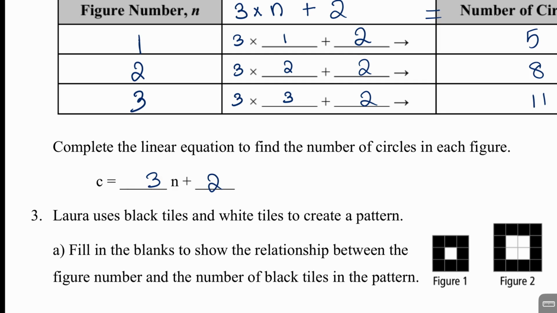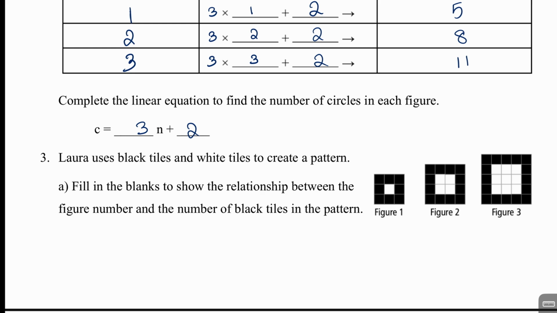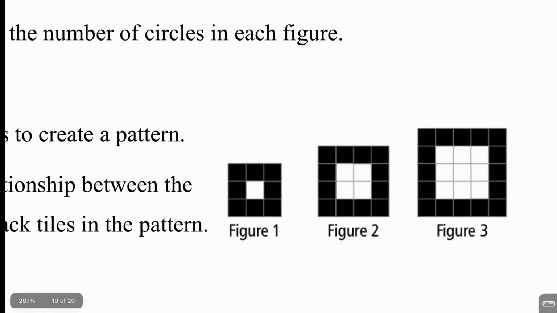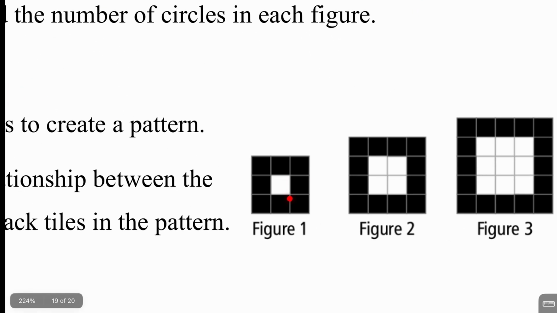This is how you have to write an equation from a pattern. Now let's go to the next question. So you have 3 figures given here. You just need to count the number of black tiles in each figure. So 1, 2, 3, 4, 5, 6, 7, 8. So there are 8 black tiles in the first figure.